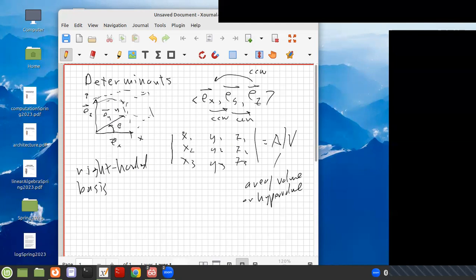Now, if you interchange 2 columns, which is switching 2 vectors, then it changes the sign of the area: a positive will become a negative. There are ways to define this counterclockwise direction in each case, but this is the basic idea, and this is sort of the conceptual origin of the determinant.